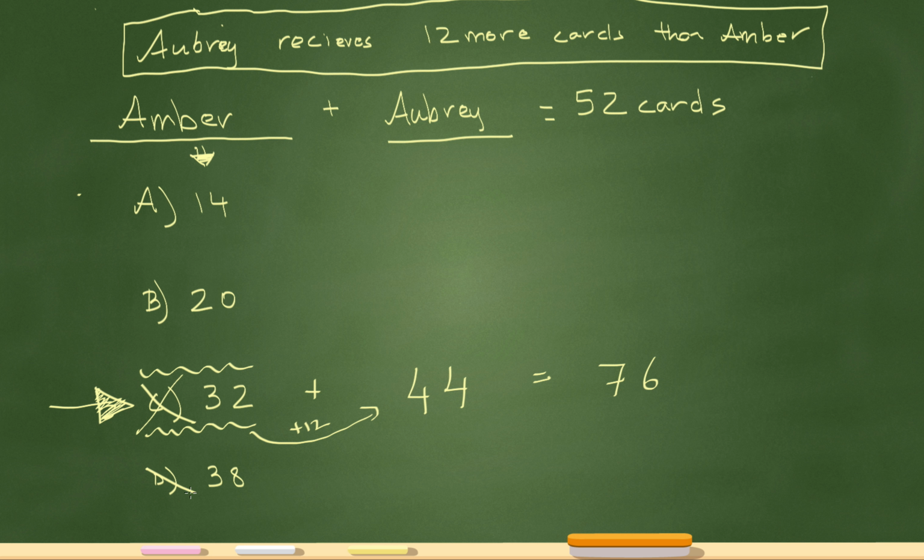And now I can also eliminate D, because see how there's 52 cards in the deck and I got 76 here? This number is higher, but we know that the 32 needs to be lower because the final total needs to be a little bit lower as well. So let's try 20 now.